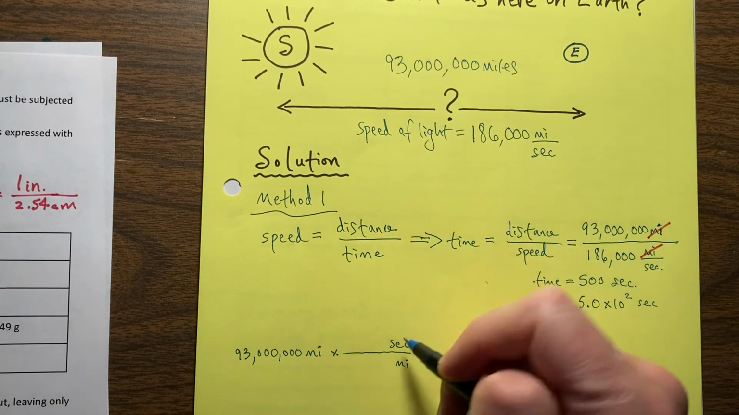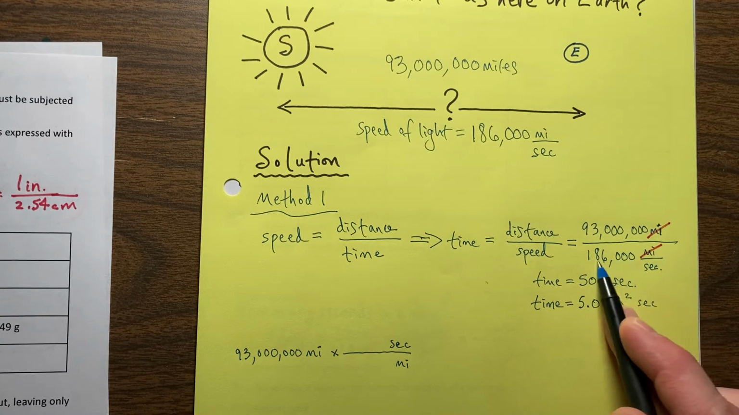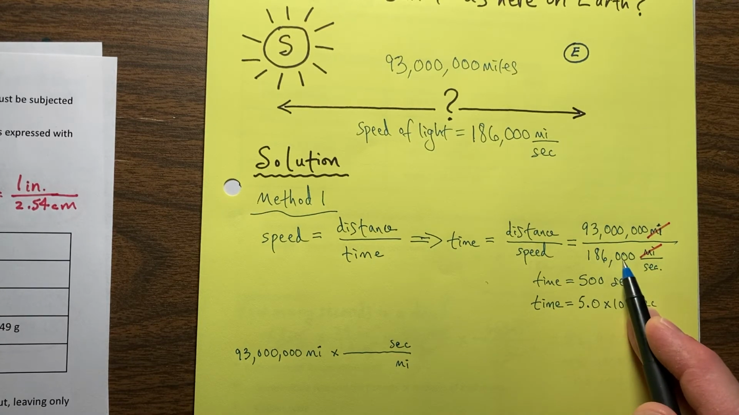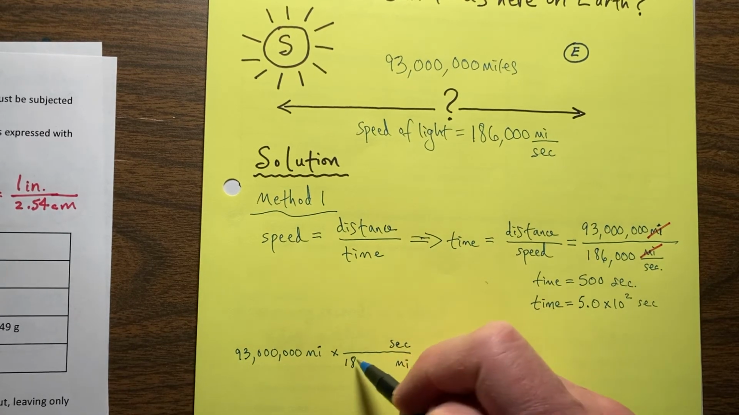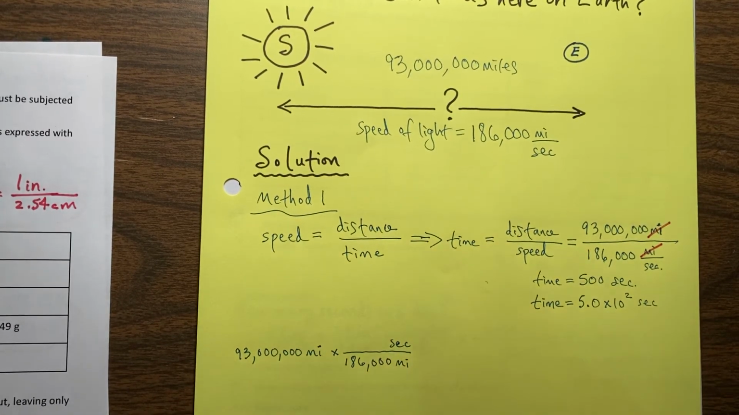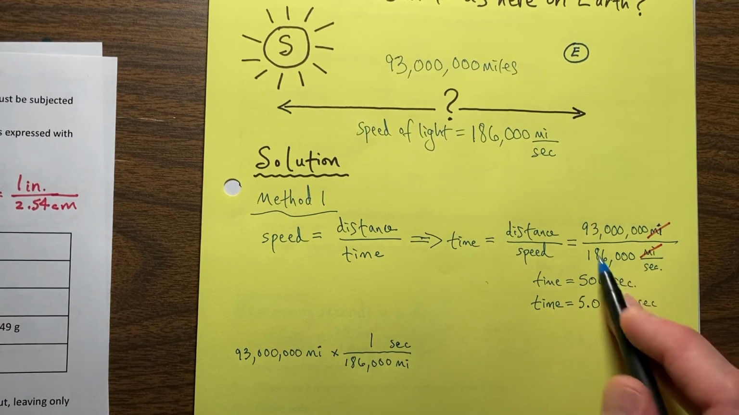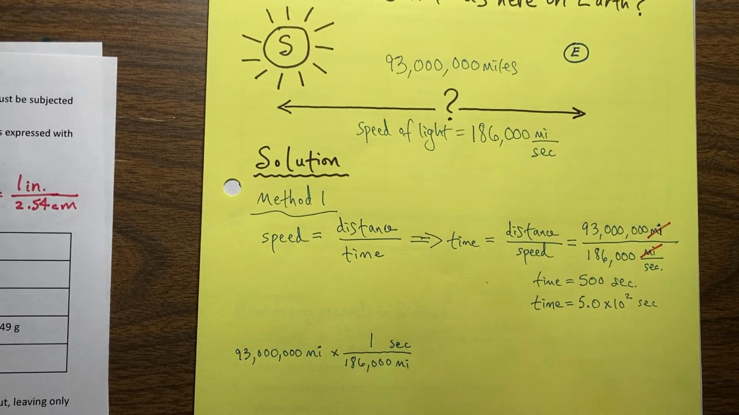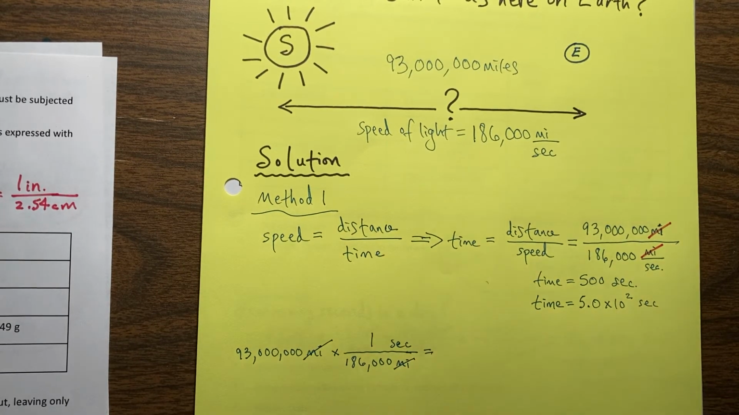But now, where does the 186,000 go? Well, it goes with miles because it's written like this. It's considered to be in the numerator, the top of a fraction. So you have to write the number 186,000 like that. And then up on top you put 1 second. So this conversion factor is equivalent to this one. It's just the inverse or the reciprocal. Miles on the top cancels with miles on the bottom. And you can see in one step, I got the answer from 93 million miles.